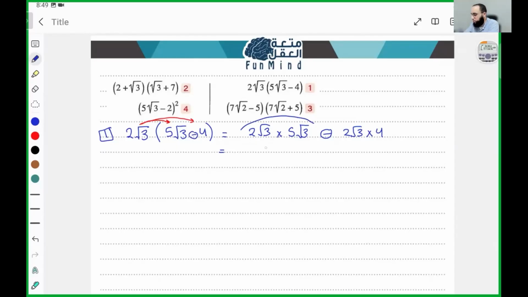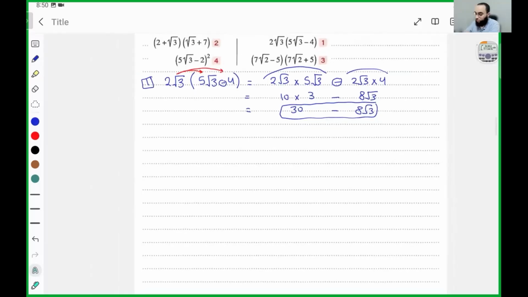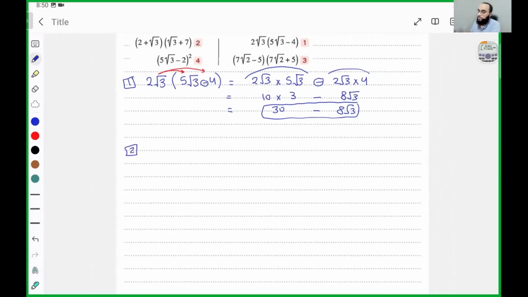What about this multiplication process? It's 2 times 5, which is 10. Root 3 times root 3, root 3 to the power of 2, is going to be 3. Three in one shot, it's easier, which is 30. What about this? The same: 2 times 4 is 8, root 3. This is the answer. If there's any other simplifying, could you simplify 30 with 8 root 3? No. And that's the last simplifying. We cannot simplify them.